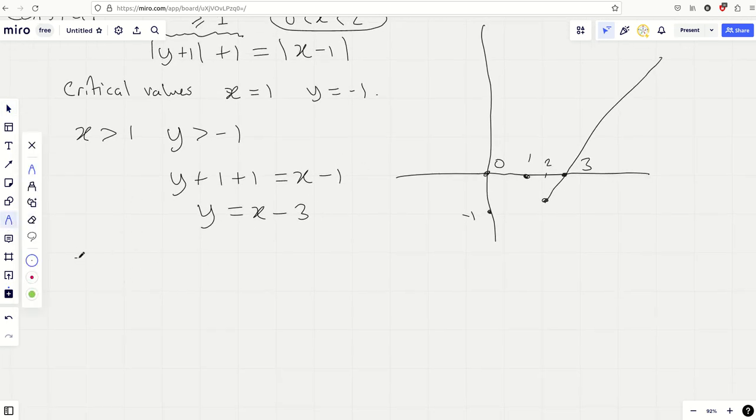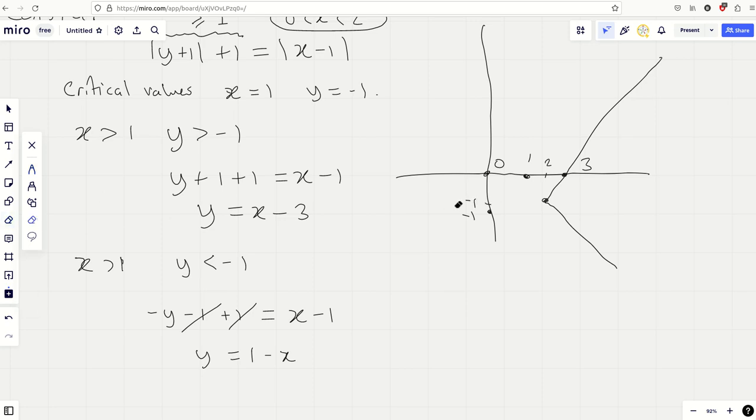Now, what about if x is greater than 1 and y is less than minus 1? It gets a bit easier now, because we just make that minus y minus 1 plus 1 equals x minus 1. The right hand side doesn't change, because it is positive and the modulus is doing nothing, but on the left hand side the modulus of y plus 1 is negative, because y is less than minus 1. Now we can just rearrange it, they cancel, and we end up with y equals 1 minus x. So from here, below minus 1, this is supposed to be at minus 1. It will be easier when I show you the GeoGebra version in a second.